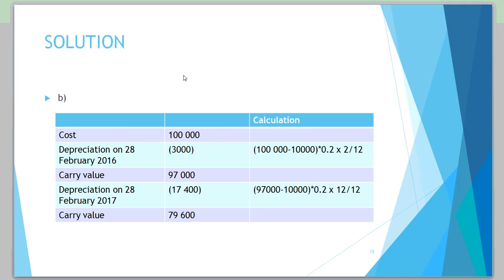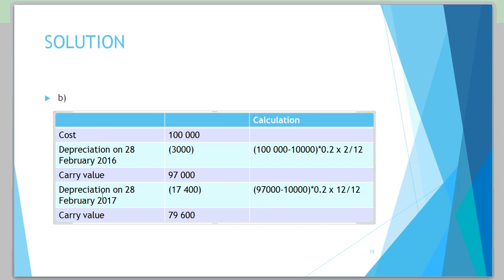The solution for option B, when we are using the reducing balance method, is that we start with a cost again of 100,000, but we are now using a percentage. So again, we will say 100,000 less my residual of 10,000 times 20% times 2 over 12 gives me still the 3,000 and still a carry value of 97,000.